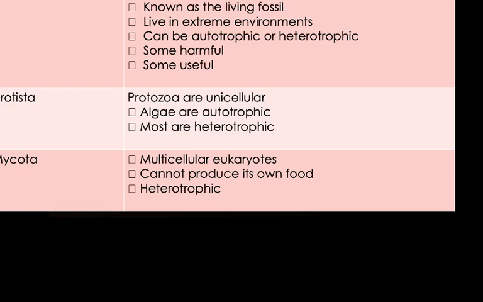bacteria. So now let's look at the Protista, which is a protozoa that is also unicellular, which means it is single-celled, unlike human beings or eukaryotes, which are multicellular. So algae is autotrophic, so it can produce its own food, but most of them are heterotrophic, so they cannot make their own food. Now let's look at kingdom Mycota, which is the fungal kingdom with multicellular eukaryotes, and so they are heterotrophic, as they cannot produce their own food.